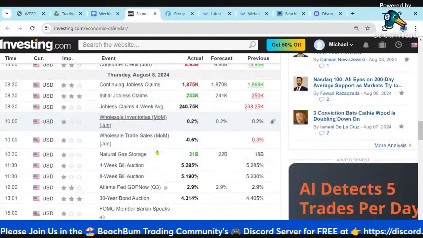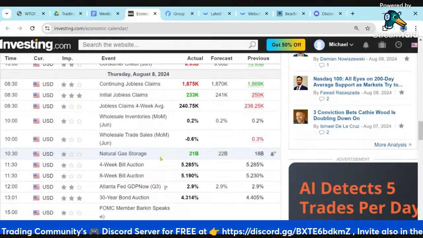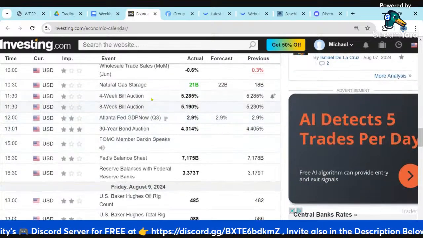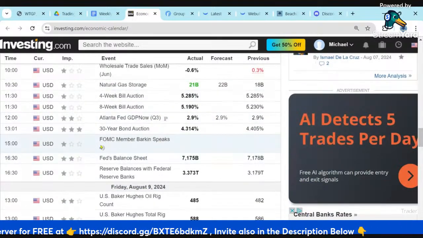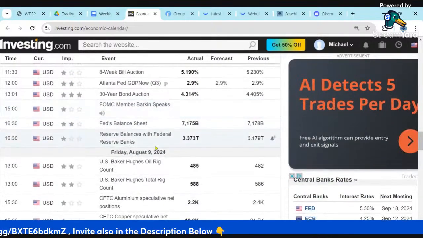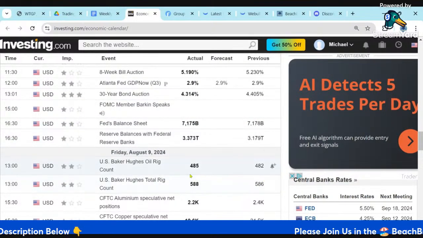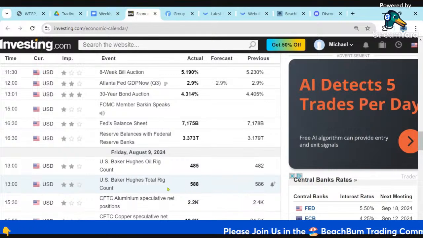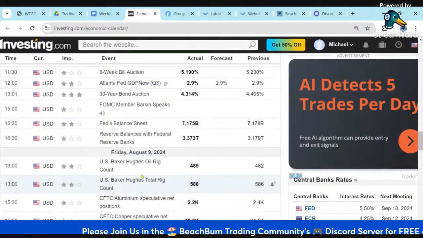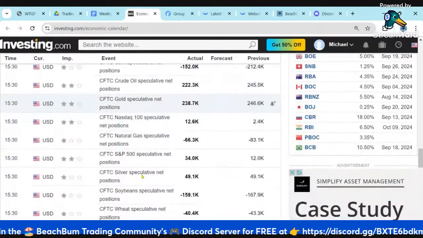Talked about jobless claims, natural gas storage up, but a little less than expected. Got Fed officials continuing to talk. Now some are changing their tune and saying that they need to cut. Oil rig counts up a little bit. Again, we saw oil prices up a little bit, but total rig count up a little bit as well. So again, higher oil prices, rig counts up a little bit, more supply.